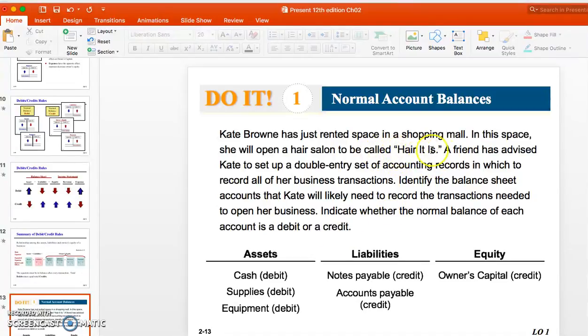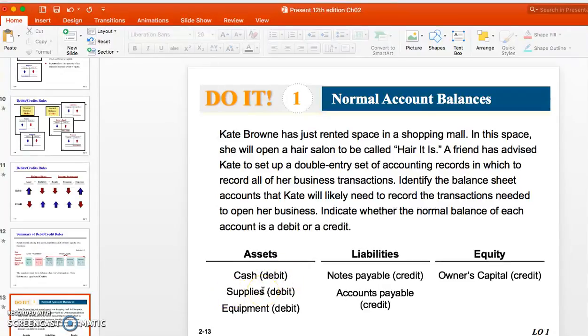So she's got a business called Here It Is. A friend has advised Kate to set up a double entry system. Identify the balance sheet accounts that Kate will likely need to record the transactions. So assets equals liabilities plus owner's equity is the balance sheet equation. So she needs cash, a bank account, which is called cash. And the usual balance for that is a debit.